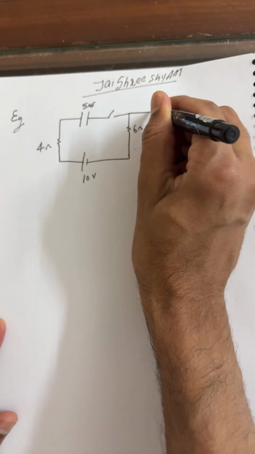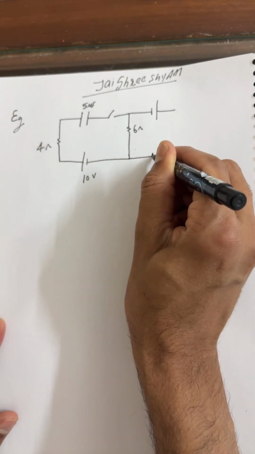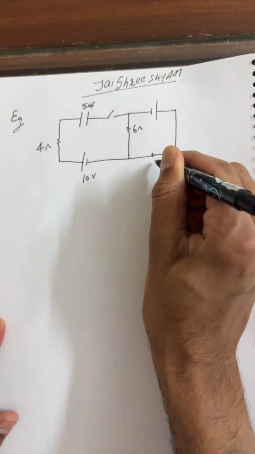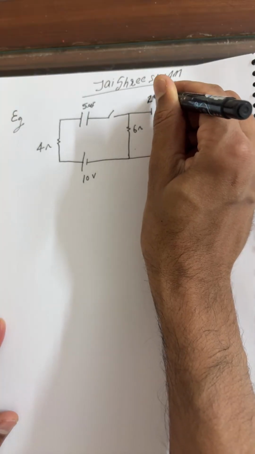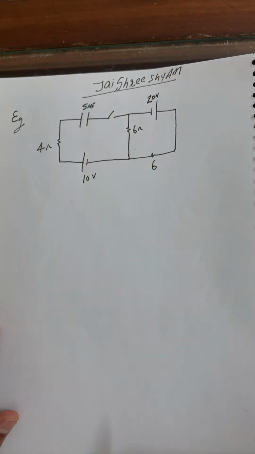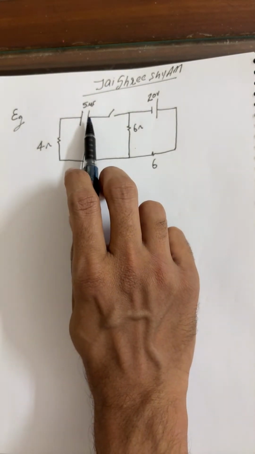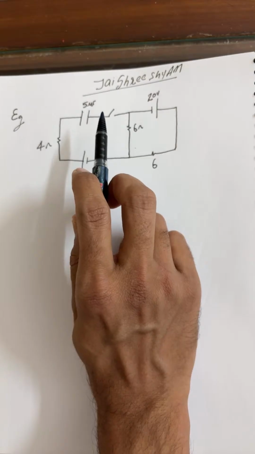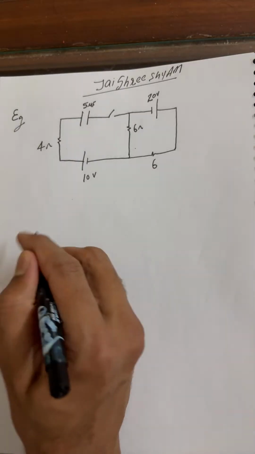The entire circuit I'm going to connect. Now, let us see, students, this is the 6 ohm. This is 20 volt. What do you need to find in this question? Find the charge on the 5 microfarad capacitor as a function of time t. Initially, this is the data. What do you need to find?